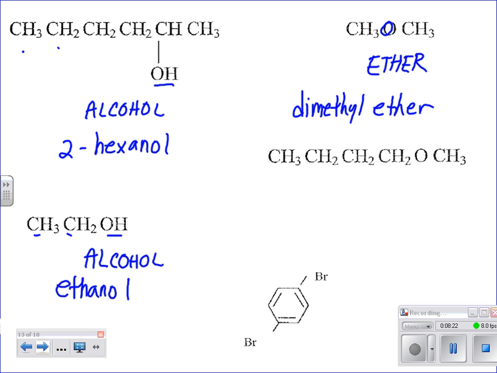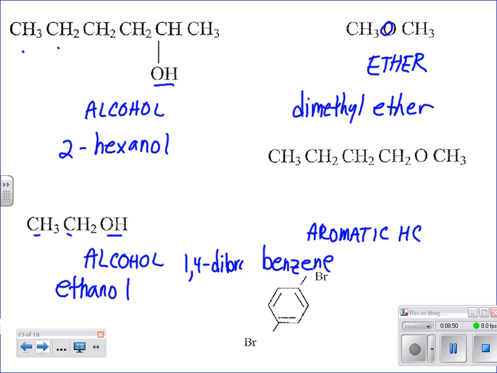In this example, we have an aromatic hydrocarbon. So that's got to be a benzene. That's really all we're holding you guys responsible for. It's a benzene because you've got those 6 carbons with alternating double and single bonds. And on top of that, you've got bromines that are attached to numbers 1 and 4. So 1,4-dibromobenzene.